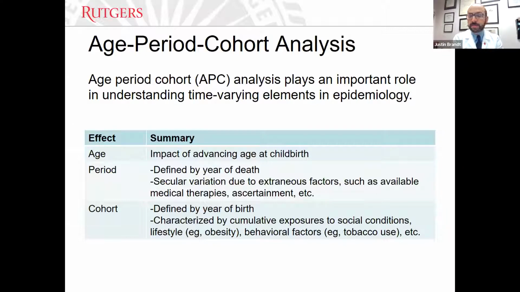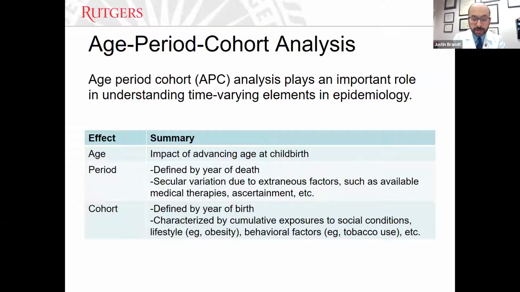Period effects are defined by the year of death. What we're talking about here are external factors that affect all age groups at the same time. We're talking about secular variation due to extraneous factors like medical therapies at the time of death and ascertainment of these outcomes. The cohort effects are defined by the year of birth.